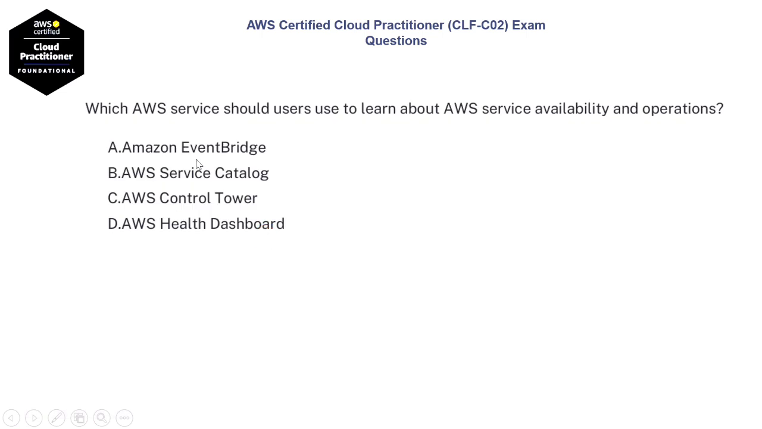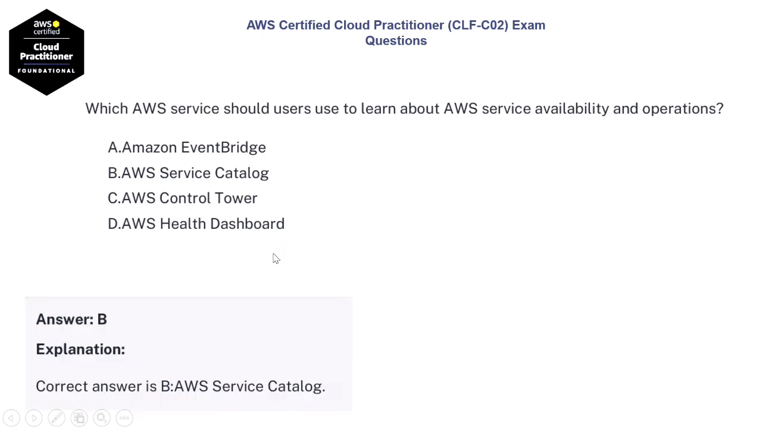Next question. Which AWS service should users use to learn about AWS service availability and operations? Option A, Amazon EventBridge. Option B, AWS Service Catalog. Option C, AWS Control Tower. Option D, AWS Health Dashboard. The right answer is option B, AWS Service Catalog.